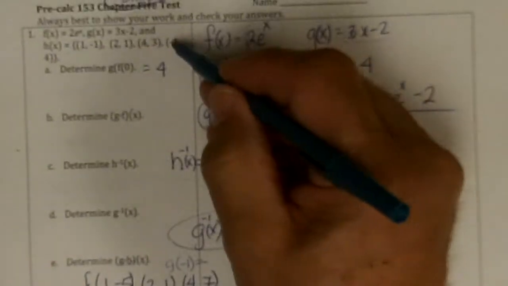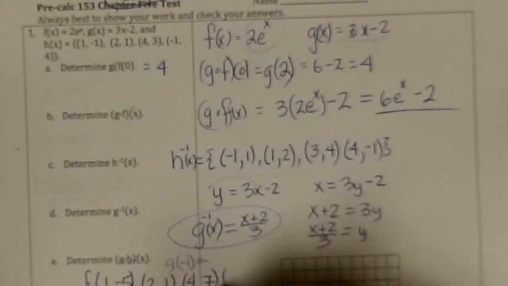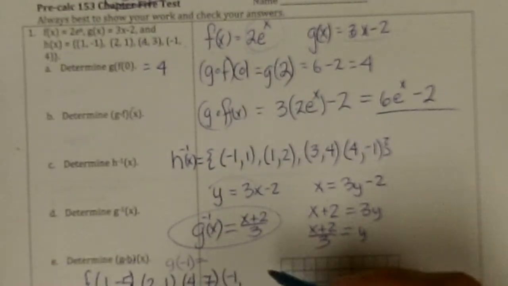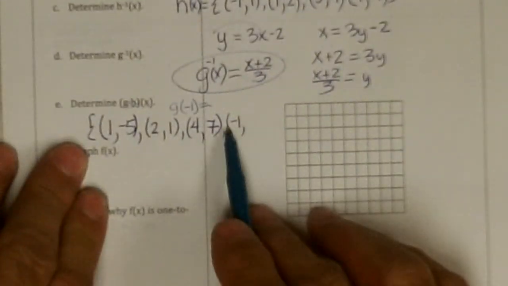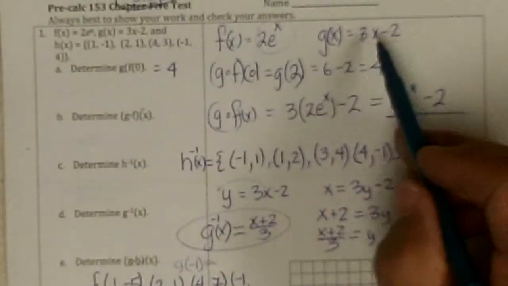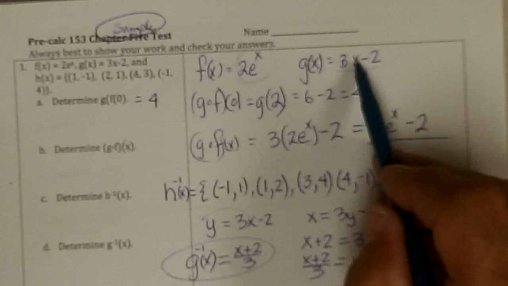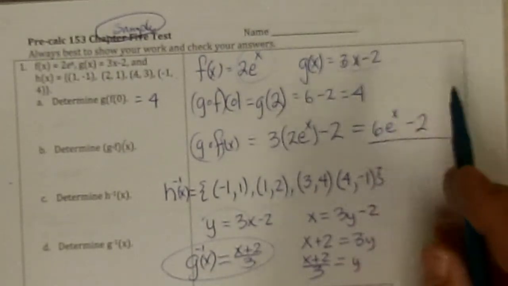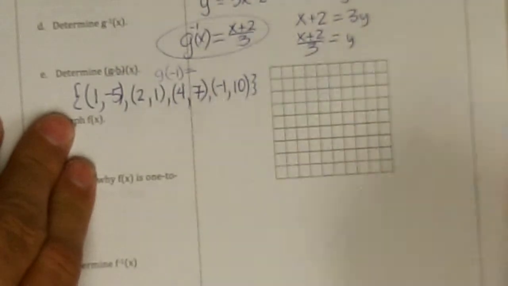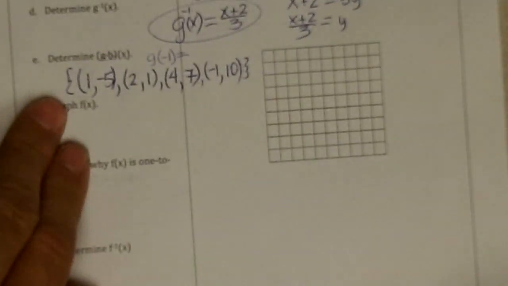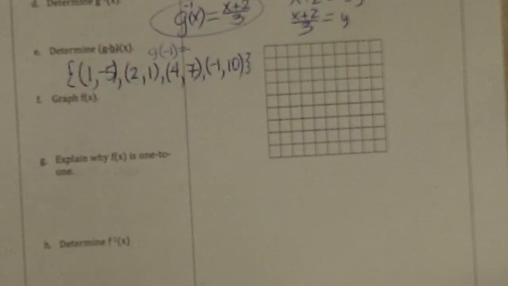Next one I can put in is negative 1, and that's the last one. Negative 1 gets changed to a 4, so I'm starting with negative 1, I get 4. I put 4 into f, that's 12, minus 2 is 10. That's g of h of x.